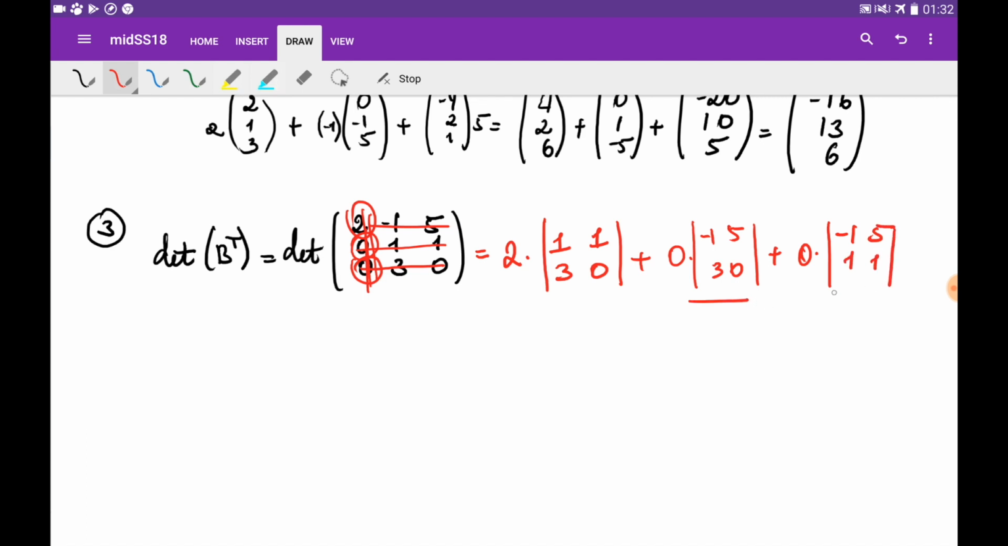Actually the last 2 determinants are equal to 0. So the only thing which I have to obtain is this determinant, which is going to be 1 multiplied by 0 minus 1 multiplied by 3, which is going to be minus 3. And if I multiply this by 2, we obtain minus 6.